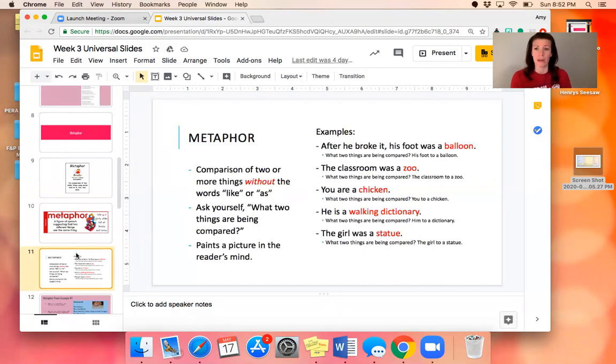Think about maybe the way the classroom was acting, and then think about the way a zoo runs. So what could the similarity be and why was it being called that? You are a chicken, he is a walking dictionary, the girl was a statue. Now, this is figurative language because we're not being literal, unless a girl really is a statue. But she's going to be looking like a statue, or she was very still, and that's why they're comparing her to a statue. So there's always additional things that you can look up online too.